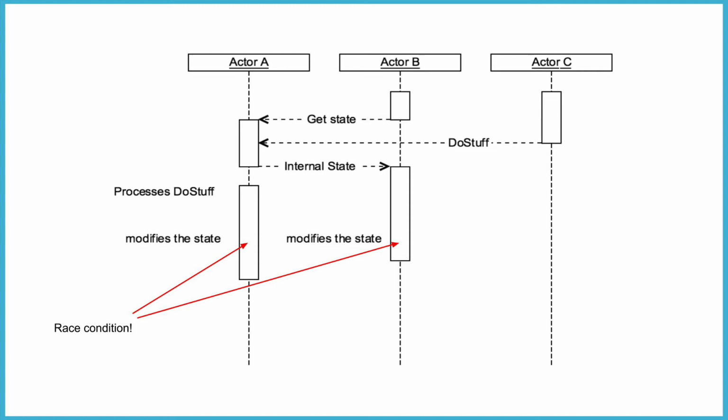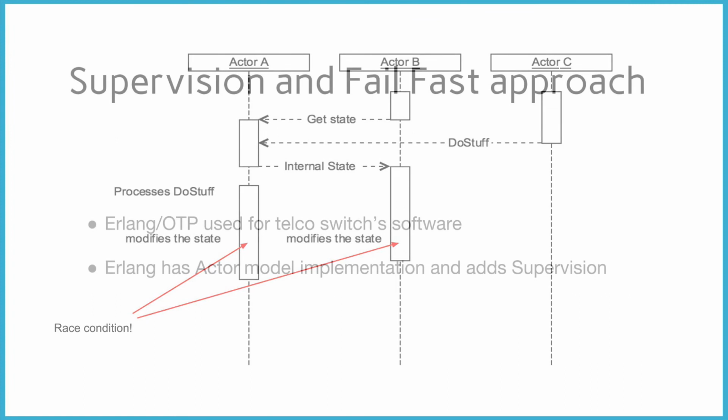Then actor A responds to actor B with its internal state. And then actor B starts to run some operation with that internal state. And also at the same time, actor A processes the do stuff command. Here we can see that they all modify the state at the same time.